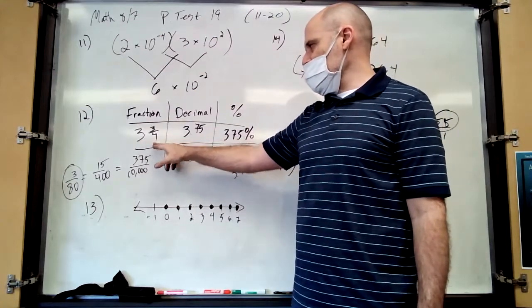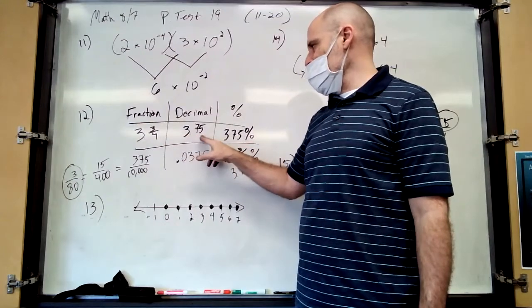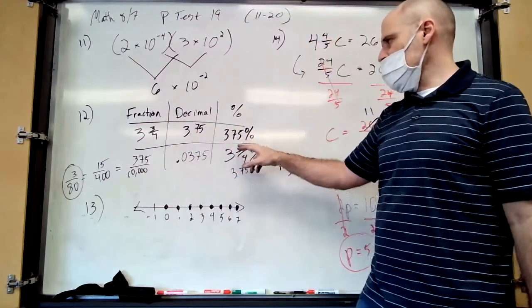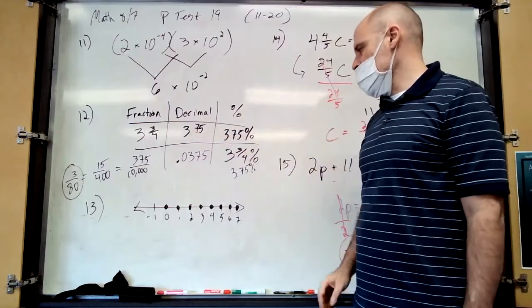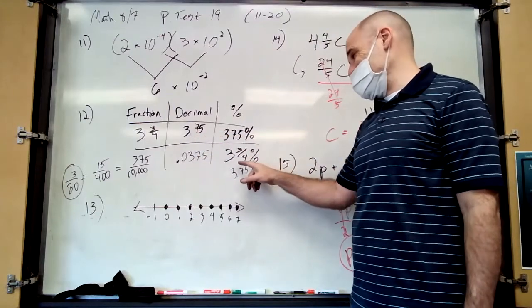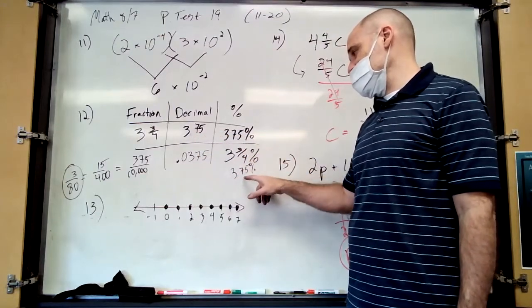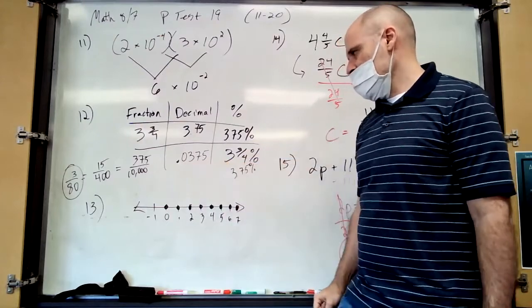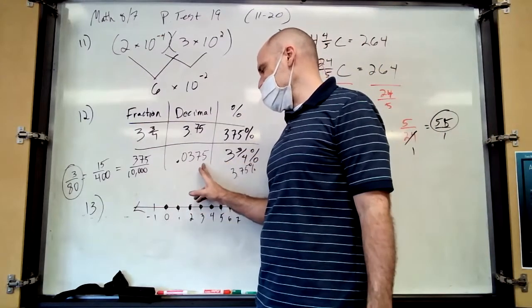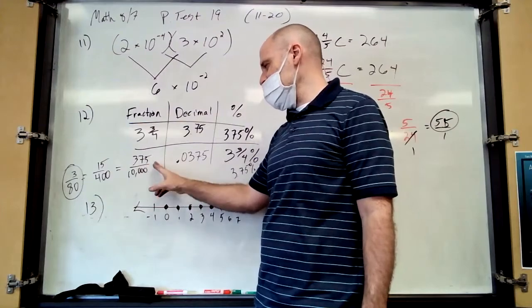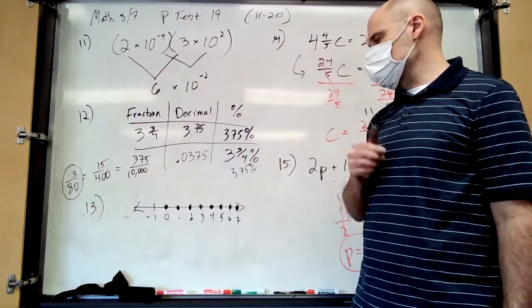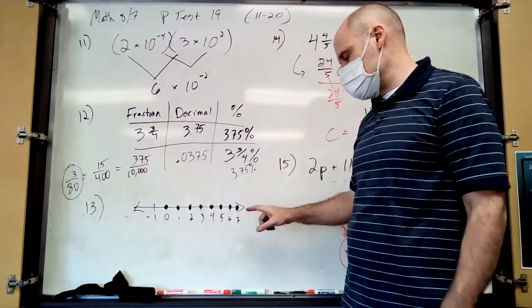Fraction 3 and 3/4. This is 3 and 3/4 because we know that 3/4 is 0.75. So to change it to a percent, move it over 2 places, boom. 3 and 3/4% is actually 3.75%. Move that decimal over 2 places, 0.0375. That's over 10,000 because it ends in the 10,000s place. Reduce that to 3/80ths.